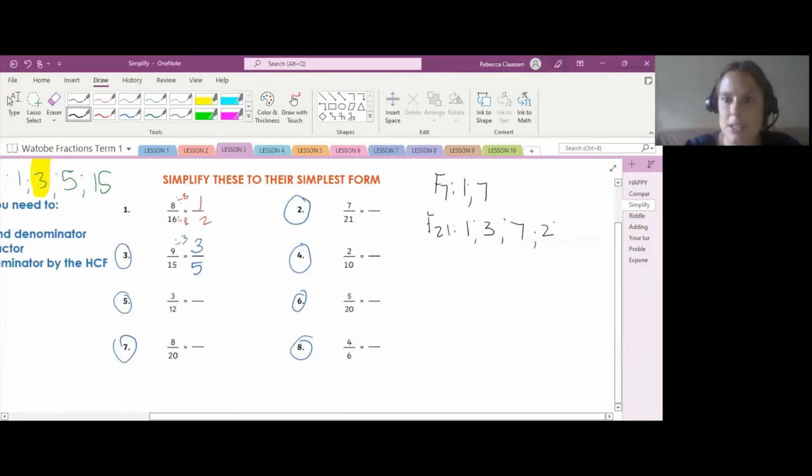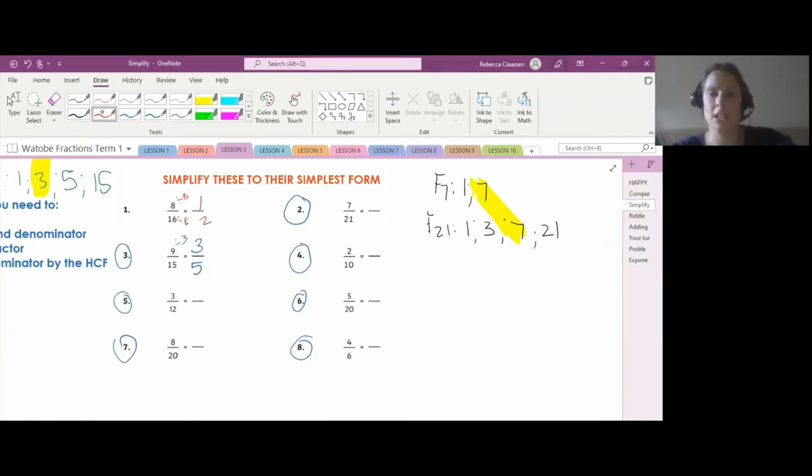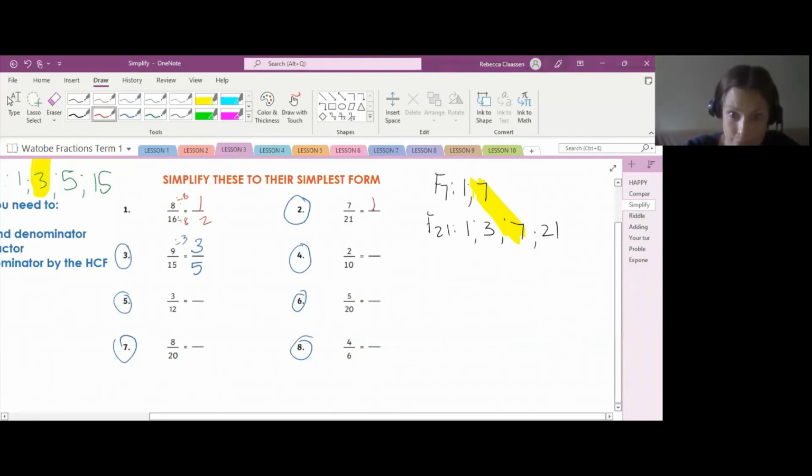Okay, and my highest common factor is? Ma'am, it's 7. Right. So I need to divide by 7, yes? Yes, ma'am. And what's my simplified answer? 1 over 3. 1/3. Well done. Excellent. Nice.